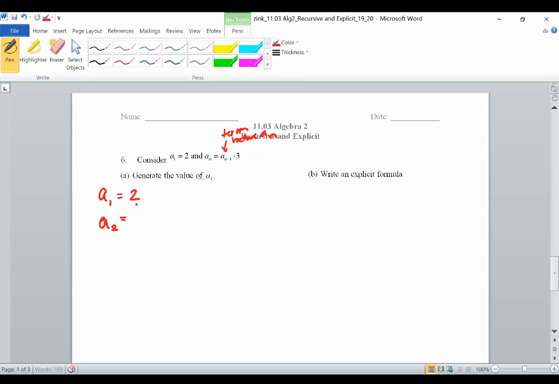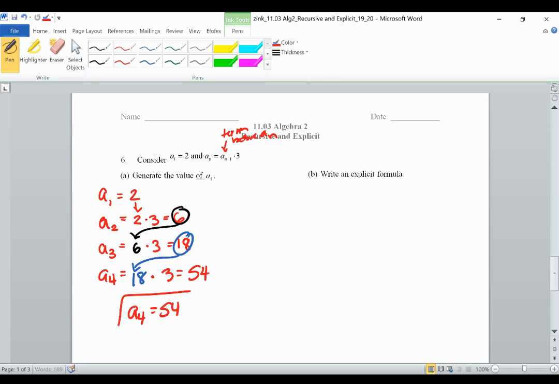So I'm going to take the term that came before, which is 2, and multiply that by 3. That gives me 6. Now I'm going to take the third term. I take the term that came before it, which is 6, times 3, giving me 18. Then for a sub 4, I take the term before it, which is 18, and multiply that by 3 to give me 54. So a sub 4 is 54.